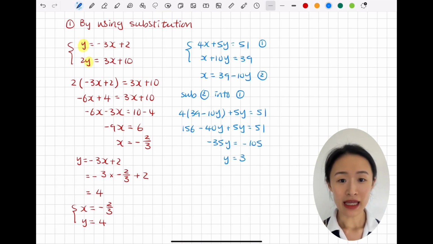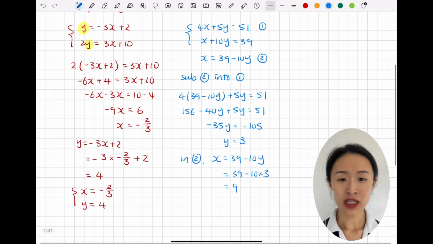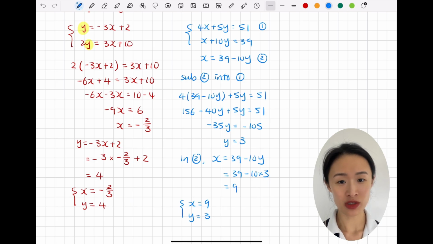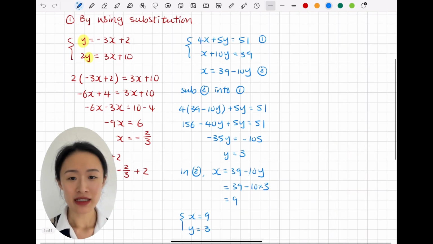Now to work out x, I can use the first equation or the second equation. Obviously, the second equation is much easier, so I'm going to substitute my y into my second equation, and that allows me to find x. So x is 9, y is 3. Again, we should always check our answers by substituting that x and y back into the first and second equation. I'm going to leave that one with you. Now let's look at the third example.